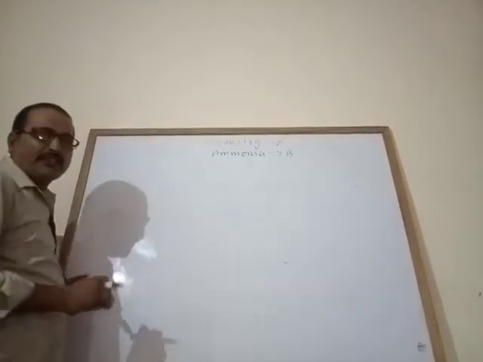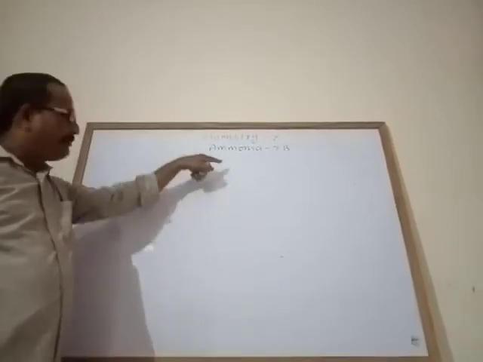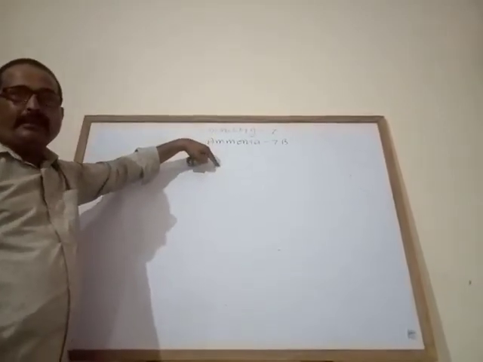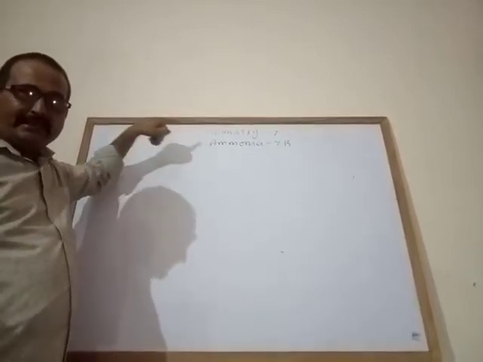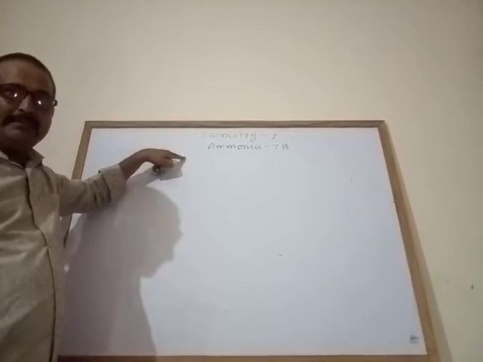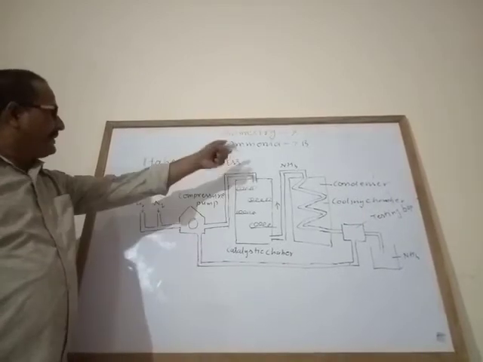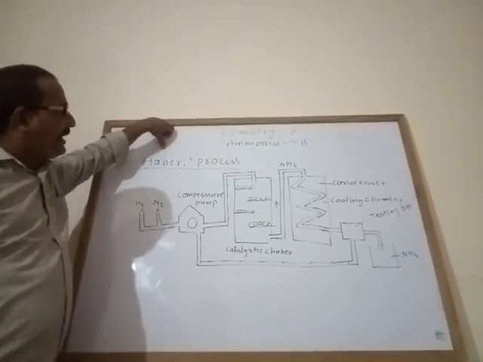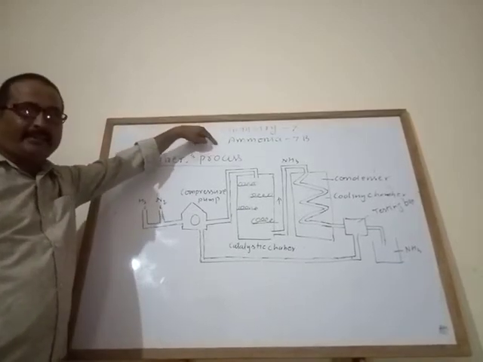And lab preparation of ammonia, then another laboratory preparation of ammonia from the metal nitrides. Now industrial preparation of ammonia I am going to explain. Okay, see that, I am going to explain the industrial preparation of ammonia gas by Haber's process.